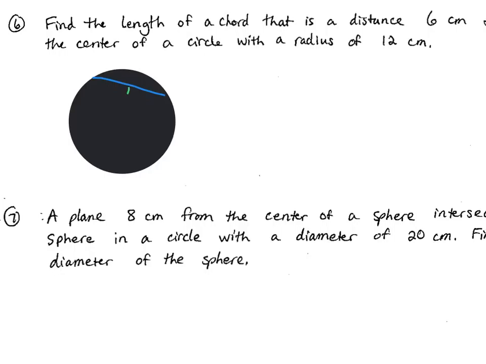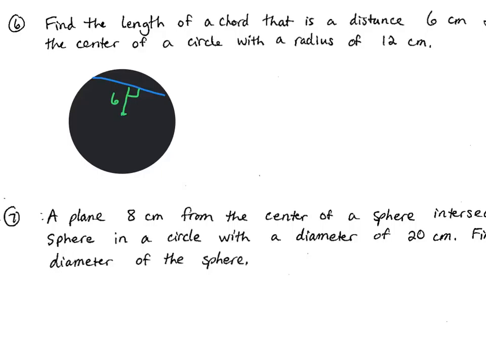So I'm going to note that by marking the center and putting a line that is perpendicular to the chord to show that I'm measuring from the center. So that length is 6 right there, that green length that I just drew.